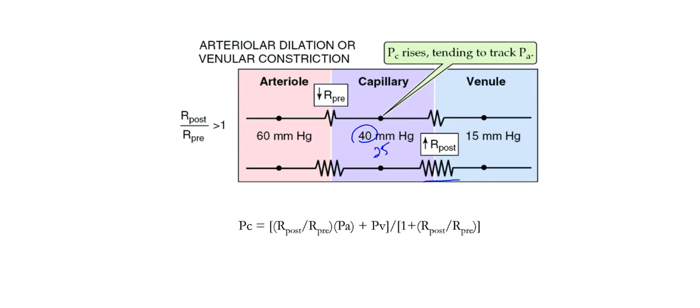Okay? So it shows it down on the bottom that you can either increase the post or you can decrease the pre. Typically what you're going to do is you're going to modify the arteriolar resistance because that is the most sensitive to changes for sympathetic stimulation. How do we feel about this so far?